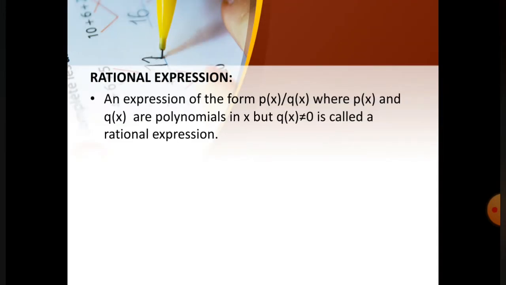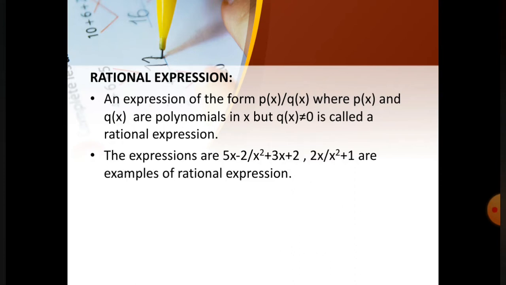Rational Expression. An expression of the form P of x by Q of x, where P of x and Q of x are polynomials in x, but Q of x is not equal to 0, is called a rational expression. The expressions 5x minus 2 over x square plus 3x plus 2, and 2x over x square plus 1 are examples of rational expression. A rational expression is nothing more than a fraction in which the numerator and the denominator are polynomials. We just need to avoid division by 0.